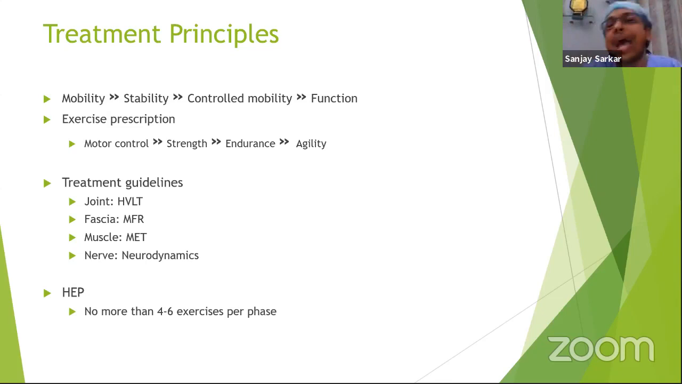And for muscle, I generally do MET, because MET was created by Dr. Fred Mitchell, who was an osteopath in the 1945-50 year group, so post-World War II, essentially. I think it was 1948 when Dr. Fred Mitchell postulated MET. And then for nerve, obviously you have neurodynamics that you can do.